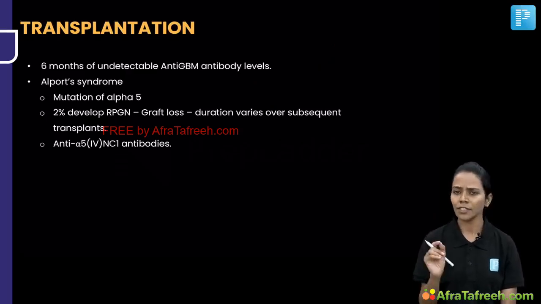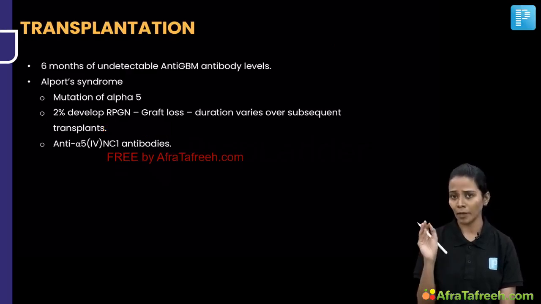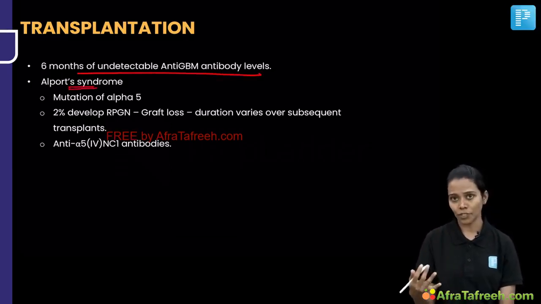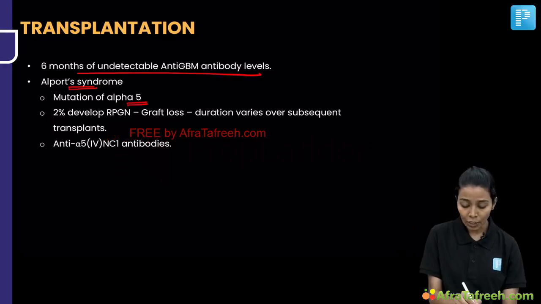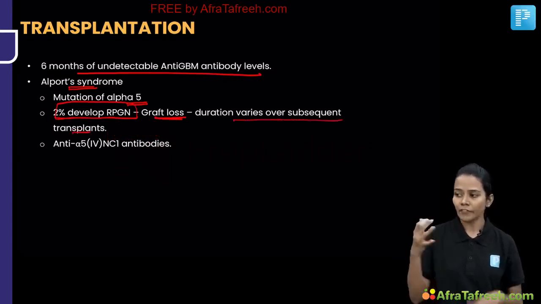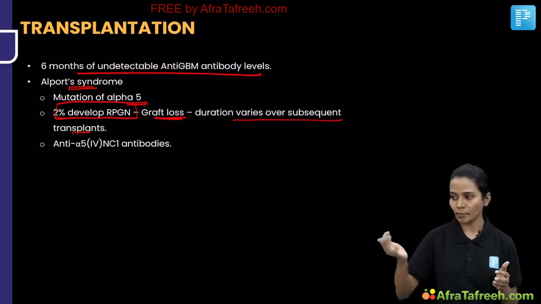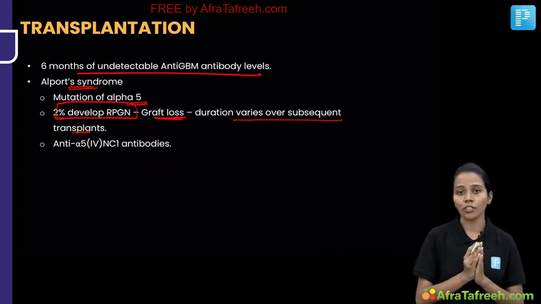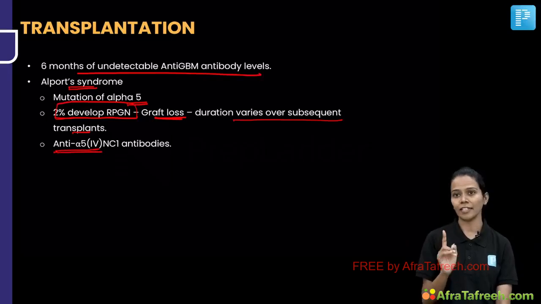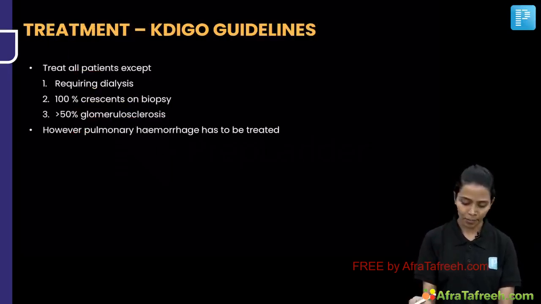Now, transplantation. Transplantation will be done after the anti GBM antibodies are undetectable in the body for 6 months. Okay, so that is very important. The one that happens with Alport syndrome, that is, Alport syndrome post-transplantation anti GBM disease, it's a mutation of alpha 5. 2% of patients develop this and develop graft loss. Okay, and the duration varies. It can happen over subsequent transplants. That is, the first transplant it might take a few months, the next transplant it might be shorter, the next transplant it might be even shorter. So in subsequent transplants the duration will vary. And we have to check for anti-alpha 5 antibodies, not anti-alpha 3 antibodies.